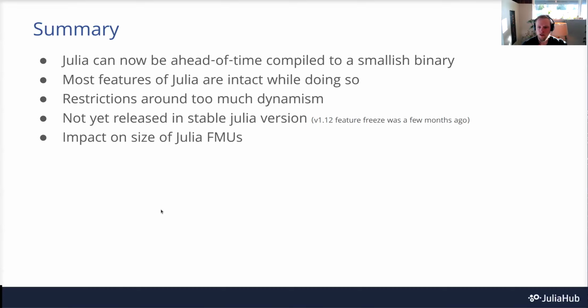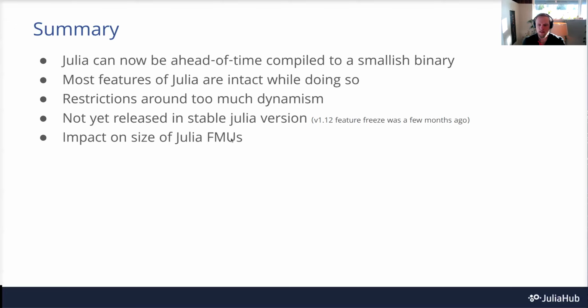Most features of Julia are intact while making use of this, which is a nice thing. There are restrictions, of course, around too much dynamic behavior, so we cannot use runtime eval or have unbounded dispatch. So the compiler must be able to infer types in your program. It's not yet released in a stable Julia version. So the upcoming version 1.12 has gone through feature freeze a few months ago. So hopefully it will be released in a not too distant future.